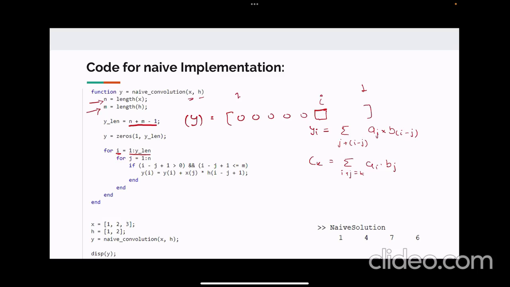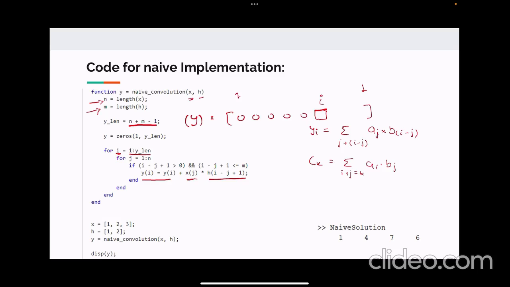So that allows me to calculate this entire thing. As you can see here, I'm incrementing yi by x of j times h of i minus j plus 1. That's because it's one-based indexing, so the one is added there. So I'm calculating yi with that.